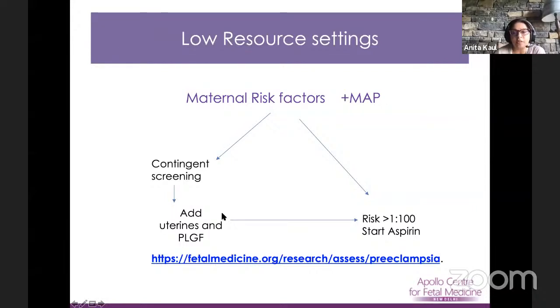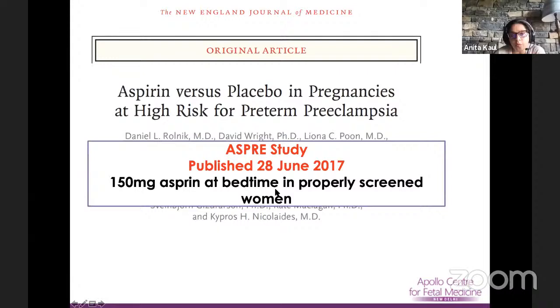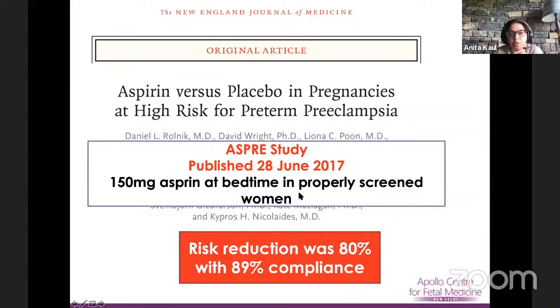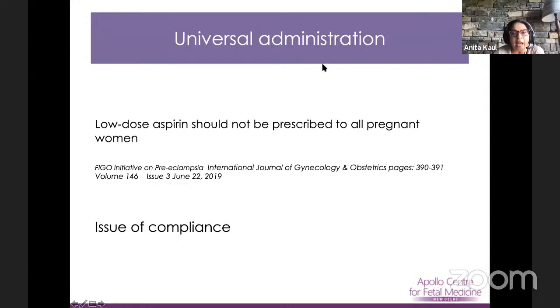but at least do universal screening. So, when you do universal screening, the ASPRE study, I mean, this is like a seminal paper which has absolutely well established that the risk reduction has been 80%, and this was with about 89% compliance, which means that they realized when the study was going on that not everyone, you may think you've started women on aspirin, but it is not necessary that they actually take it every day till delivery.